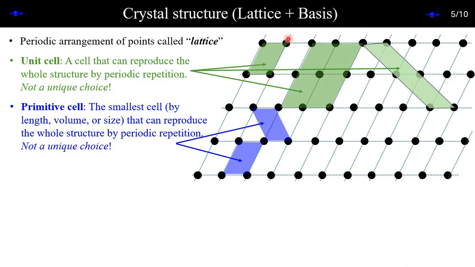Do you agree? This is the smallest one. You can try and check. Okay, you can't make it smaller than that. You can make it bigger, but you can't make it smaller than that one. Okay, so this is called a primitive cell.